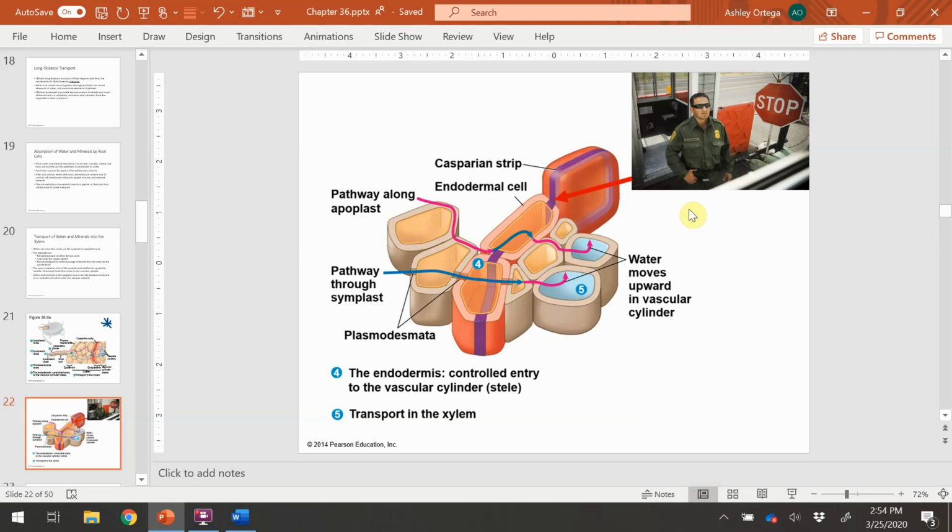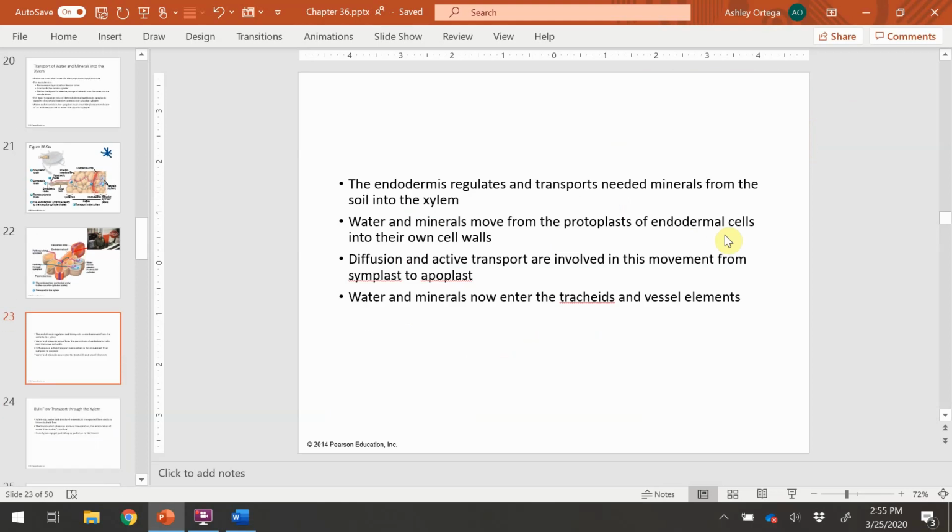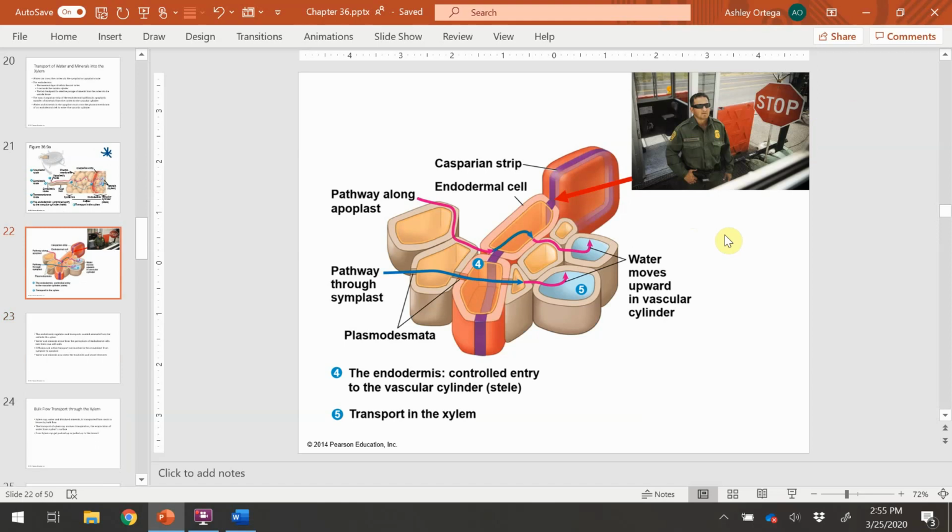So it's like if something were to regulate what enters our bloodstream, that would be this endodermal cell layer and the Casparian strip for plants. So you'll want to know that. And so that's your transport into the xylem portion.